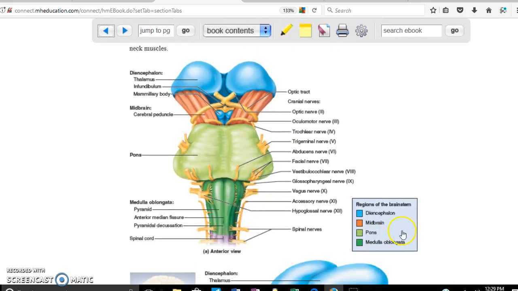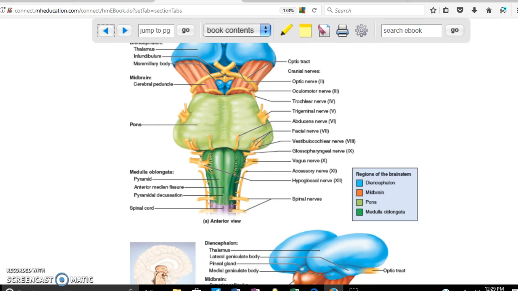Right here, you have midbrain, pons, medulla oblongata. The part that you see here in blue is the diencephalon. Some books consider the diencephalon part of the brainstem, but some books don't. So we're not going to consider that as part of the brainstem.